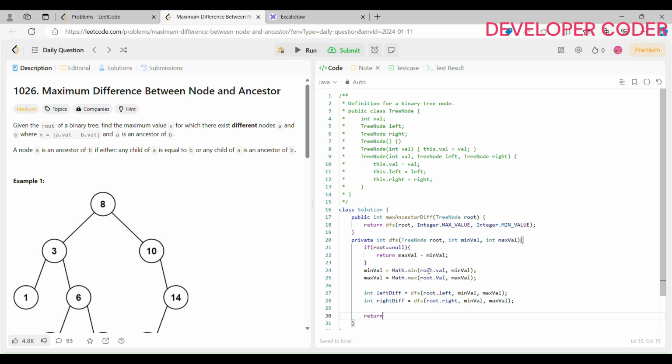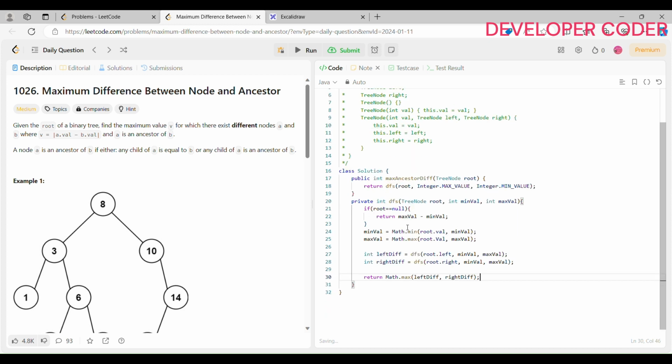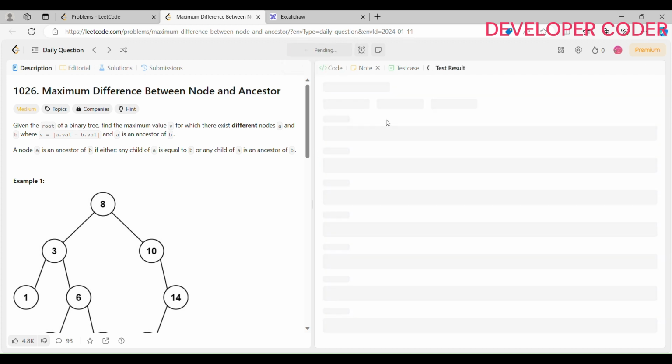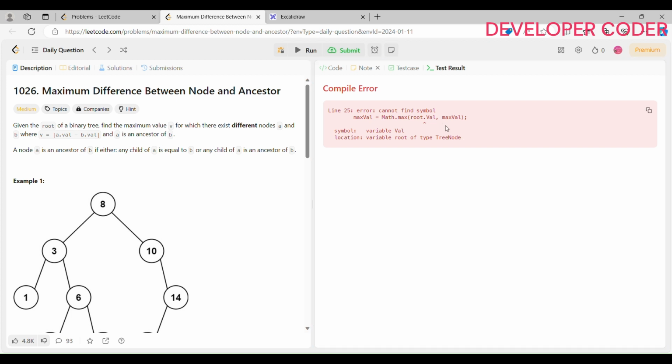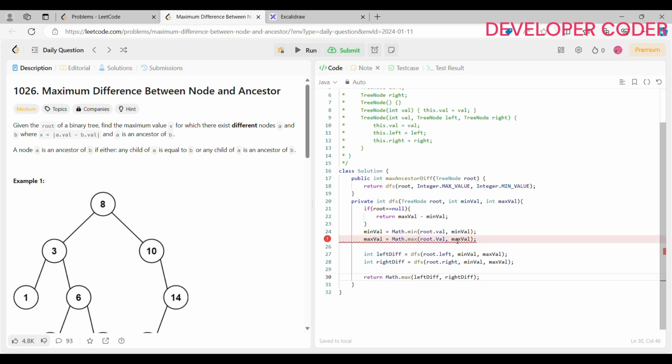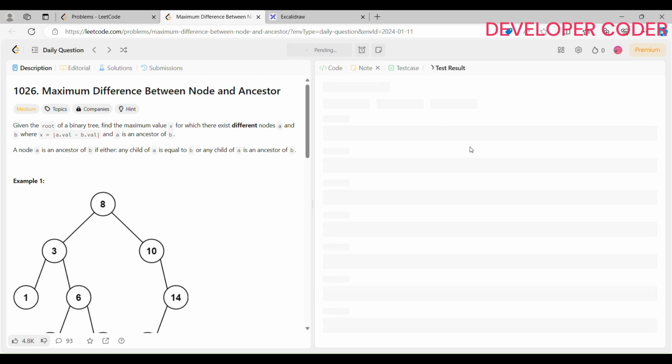So can I write it like this, return Math.max, and in this I'm going to pass the left difference and right difference, that's it. So now our code is complete. Let's try to run this and see if it's working fine or not. There is some error, okay, value v should be in small letters. Let's run it again.